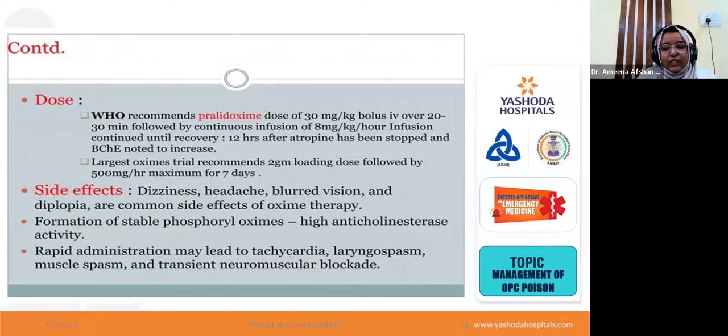There can be some side effects like dizziness, headache, blurred vision, diplopia. These are the common side effects. The stable phosphoryl oxime that has been formed regains the high anticholinesterase activity. Rapid administration can lead to tachycardia, laryngospasm, muscle spasm, and transient neuromuscular blockade.